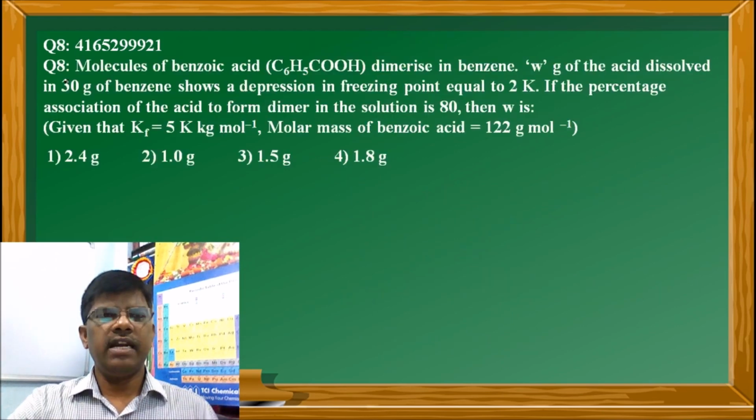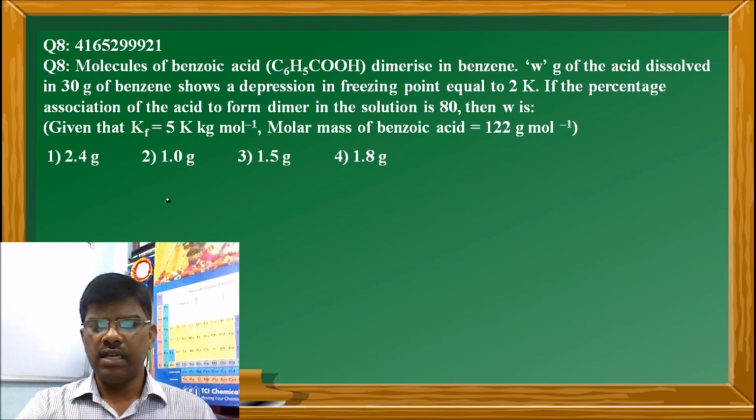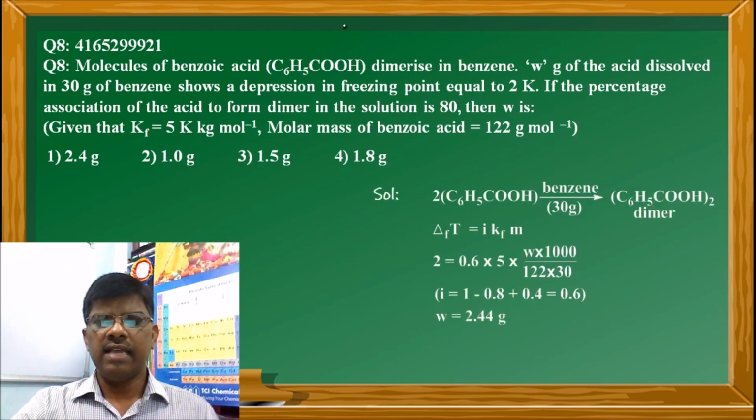Next, question number 8. Molecules of benzoic acid dimerize in benzene. W grams of the acid dissolved in 30 grams of benzene shows a depression in freezing point equal to 2 K. If the percentage association of the acid to form dimer in the solution is 80, then W is, given that Kf is 5 K kg per mole and the molar mass of benzoic acid is 122 grams. What is the question? Benzoic acid is going to dimerize to this.